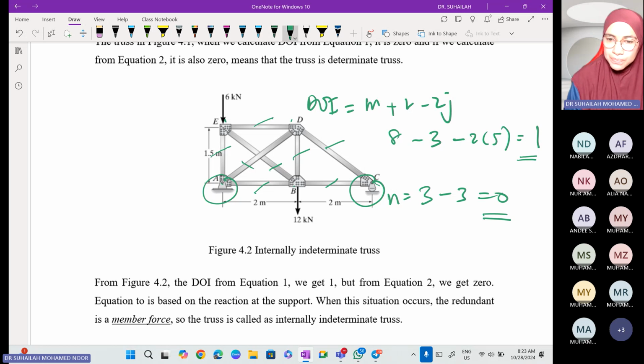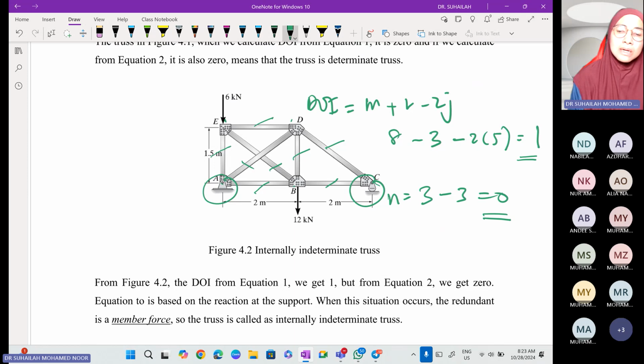Unknown reaction. We cannot remove 1 from reaction, because for example, if we remove the roller, it is only 1 pin support, so the structure is unstable. We cannot remove 1 from pin because 2 rollers in the system are also unstable. So in this case, we cannot remove 1 from reaction.